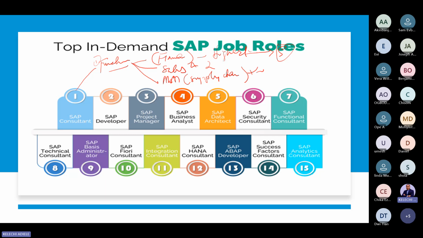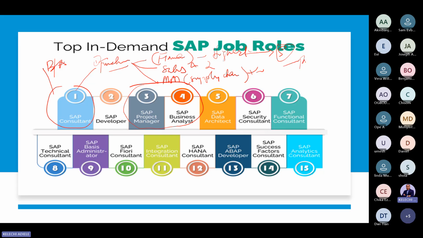SAP developers, of course, those within the ABAP space, it's also a high in demand role. SAP project managers. Before you start any project, you need these two. So I think that's also a very good call out. Before you start any SAP project, you need to have a project manager and you need to have BAs. So most times a consultant plays the role of a BA sometimes because they also have to gather requirements and engage. But in this day and age, we have split the functional role into two.